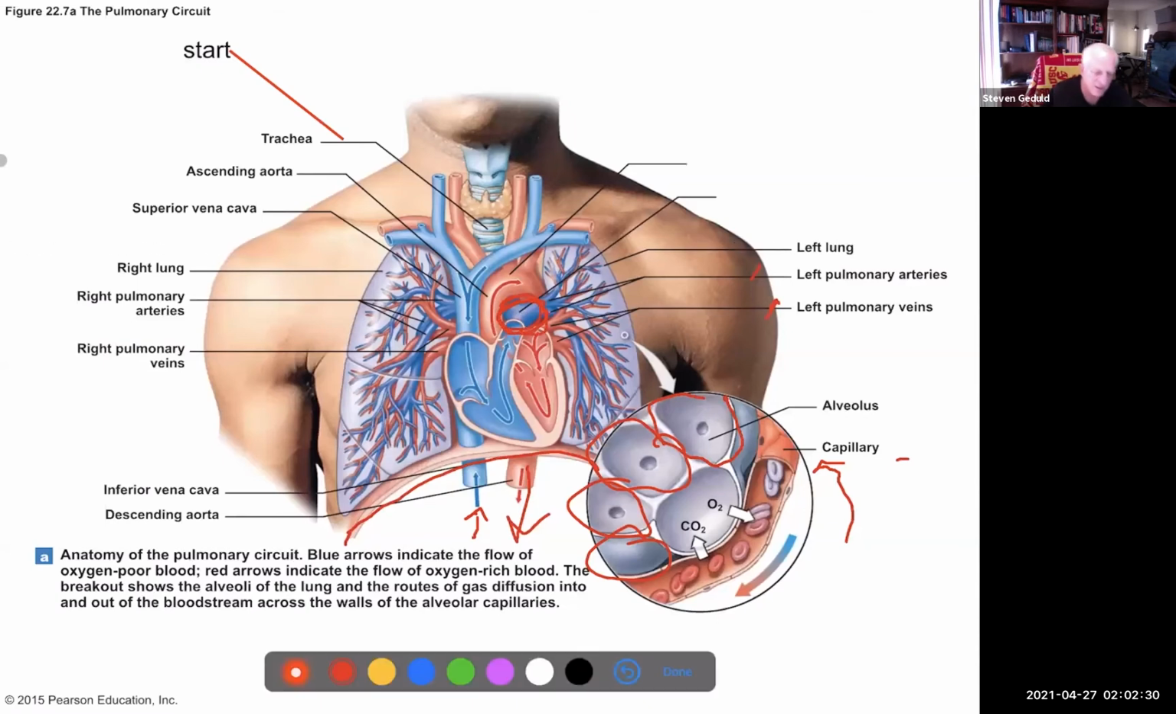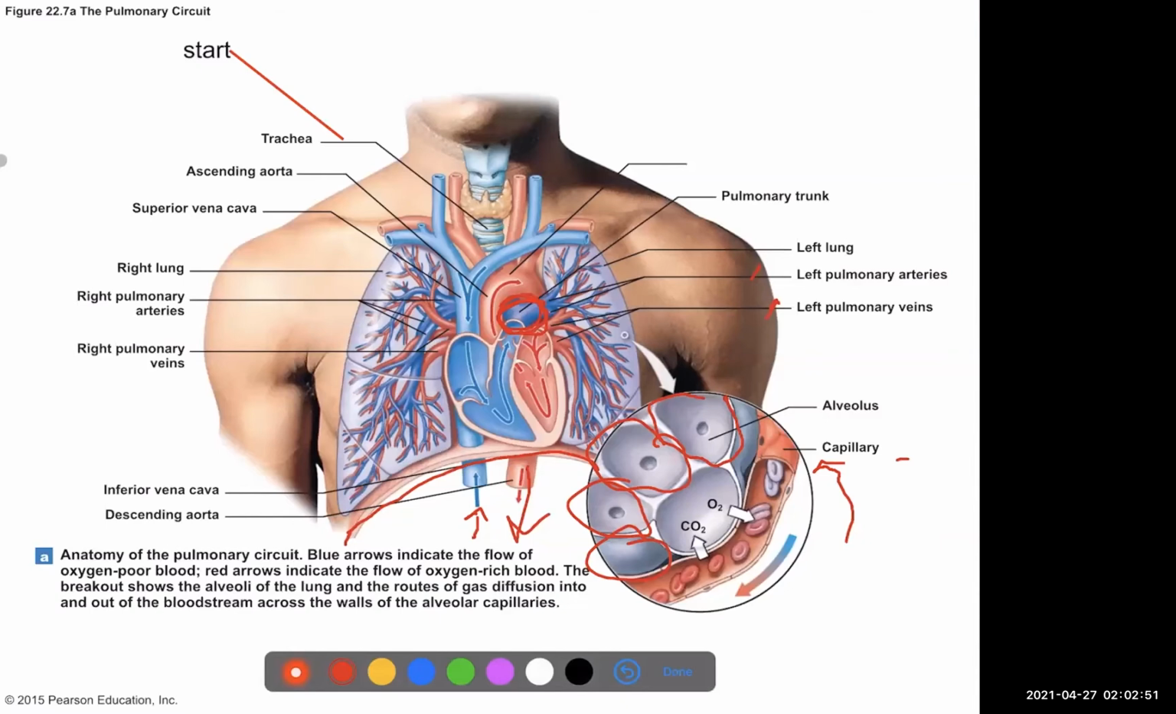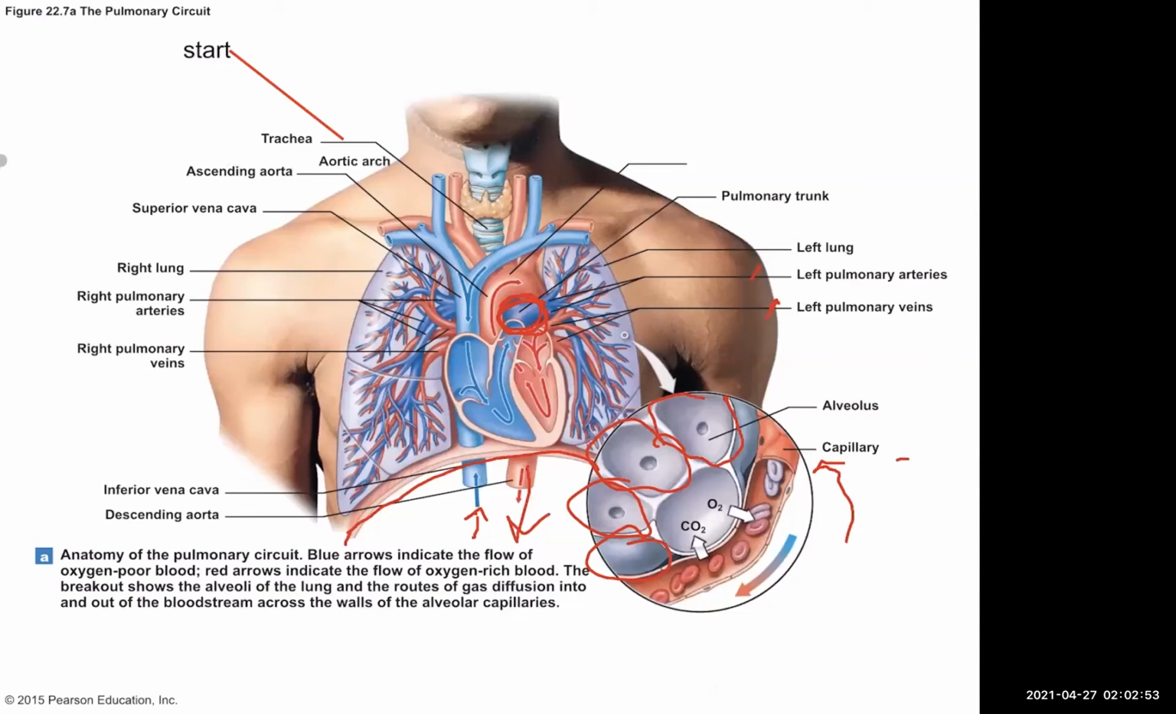Now what's that pointing to? It's pointing to the red circle. That's the area before it goes to the right and left pulmonary arteries. That's the pulmonary trunk. Yep. And then what's that called, where it makes like a McDonald's sign? The aortic arch.